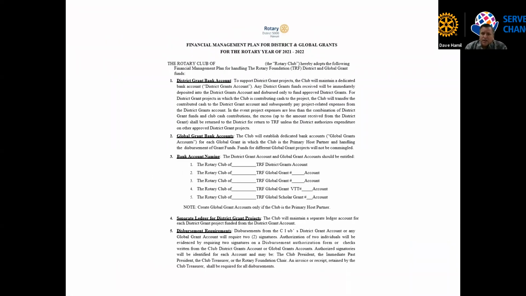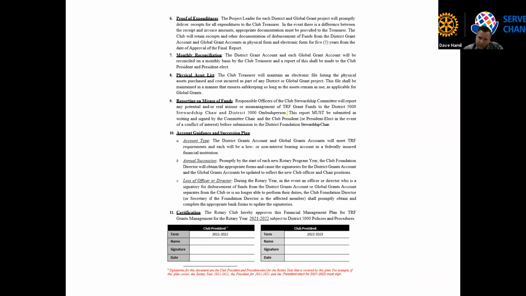Okay, I've inserted here, unbeknownst to Naomi and Laura, the actual forms that are on the district website, and that were emailed recently to your president-elect. So this is the financial management plan, and it's a simple form. You just need to fill it out, and then on the very last page, you're going to have your club president and president-elect for next year, and then the one after that, or a designate, sign off on this.